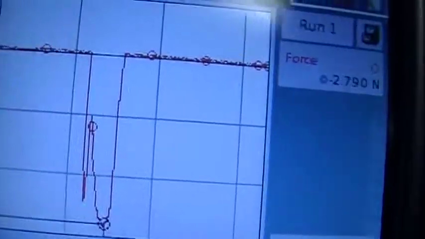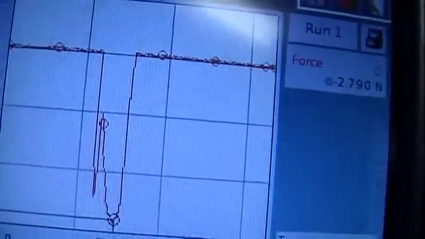force was negative 2.790 Newton. And this is the graph that was interpreted by the calculator. And as you can see, there's some distance left, which means that the force was spread out over a certain amount of time. So now we will be examining the egg.